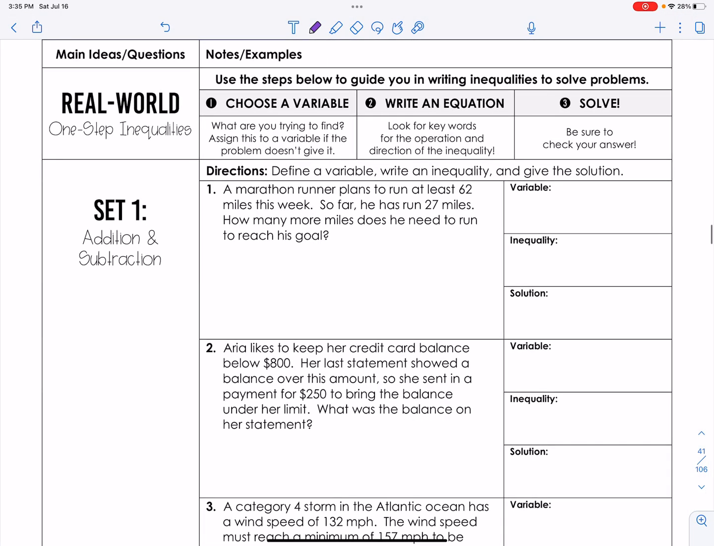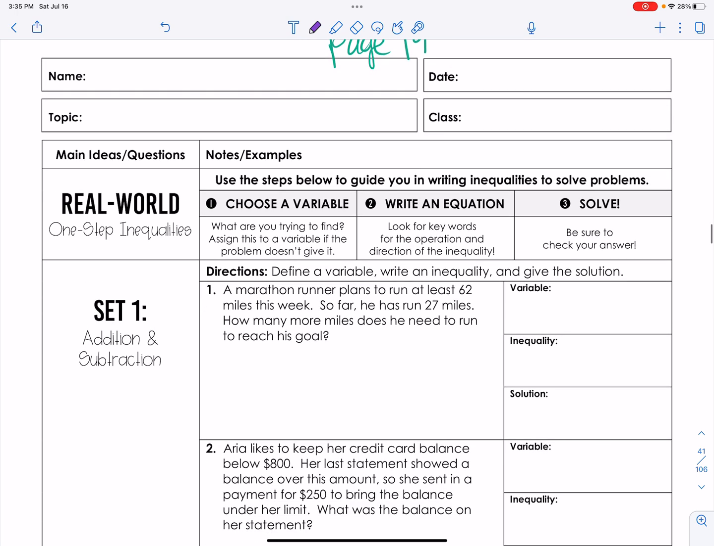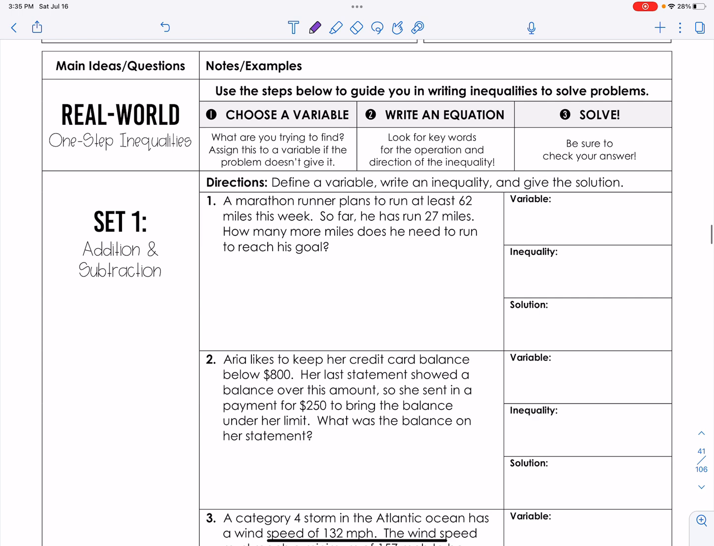All right, so we are going to look at real world inequality problems. This is page 19 in your notes. It's like what we did earlier. You're going to choose a variable like we did earlier. You're going to write an inequality, not really an equation, and then we're going to solve.